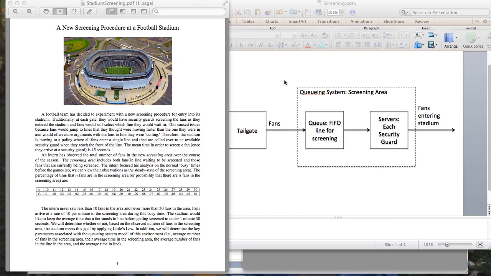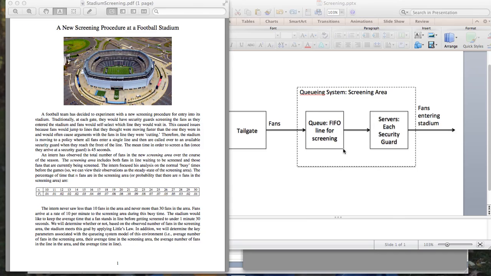What we'll talk about first is modeling the screening procedure in the screening area as a queuing system. In order to start modeling this as a queuing system, we need to understand how customers are arriving to the queuing system. The customers are the fans arriving to the system, and they're coming either from the parking lot or the tailgate or whatever. When they arrive, they will enter the line, the queuing system area, which we're considering the security screening area.